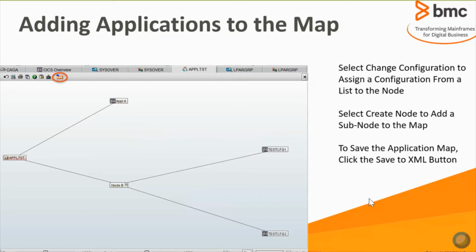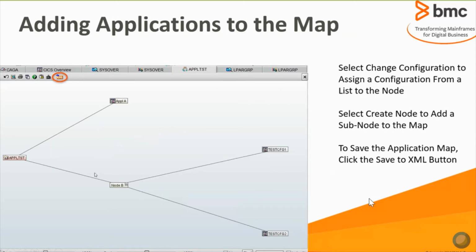So once we've finished building our application map, and here you can see I have an application A of my Apple test application. That's a configuration called Apple A. And then under node B, I have two configurations, test CFG1 and test CFG2. So I have a total of three configurations in this application structure.